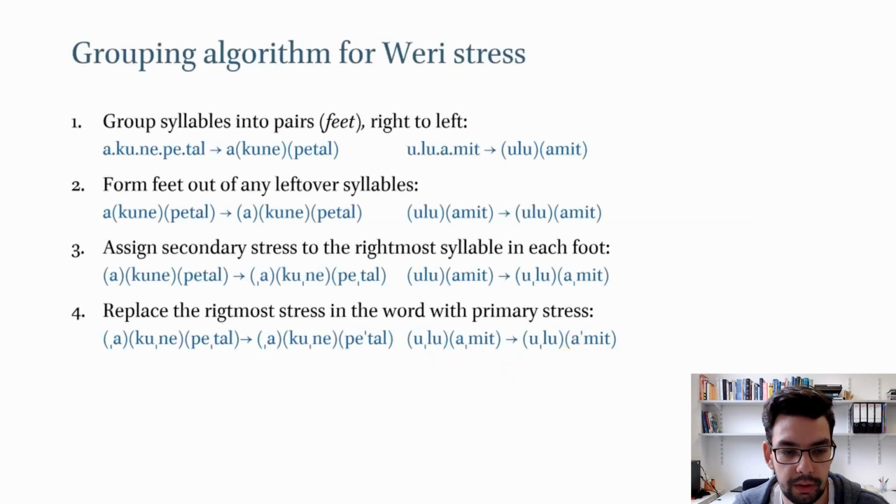And you notice that these outputs here, if you just ignore the parentheses that we've added, are the ones that we wanted. We had a secondary stress on ne, and a primary stress on tal, and here a secondary stress on lu and a primary stress on mit.